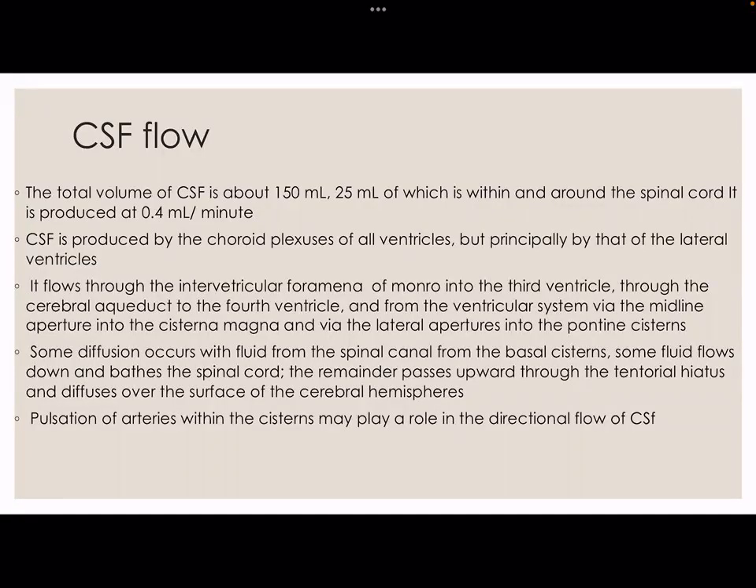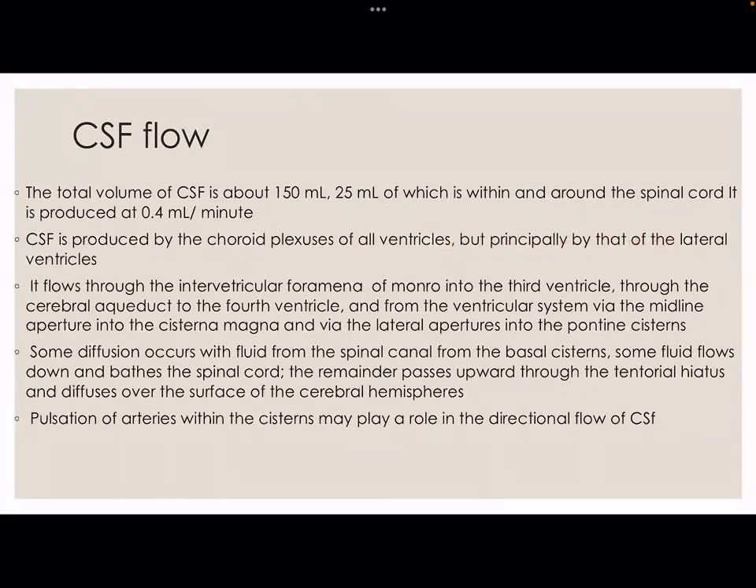Now we'll talk about the CSF flow. The total volume of CSF is about 150 ml, of which 25 ml is within and around the spinal cord, and the rate of production is 0.4 ml per minute. The CSF is produced by the choroid plexus of all ventricles, but mainly the lateral ventricles.